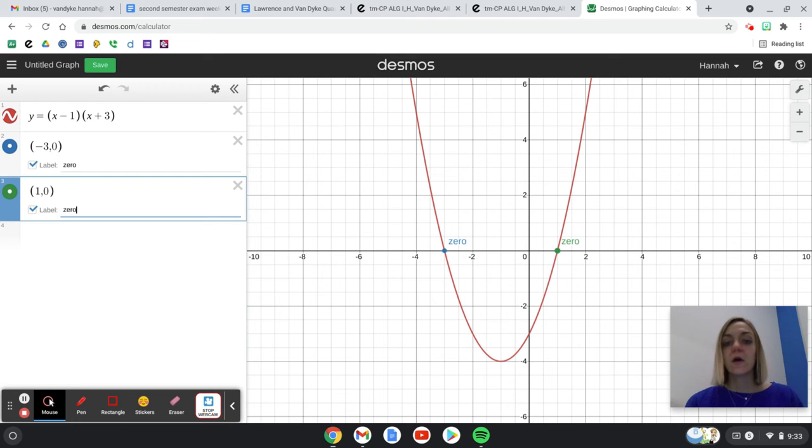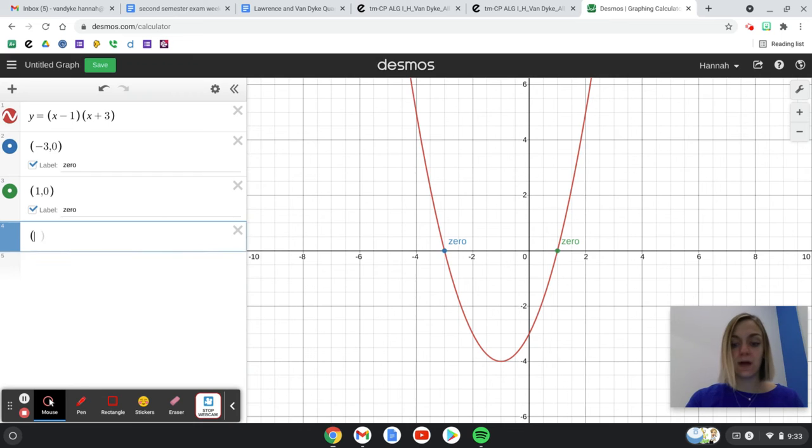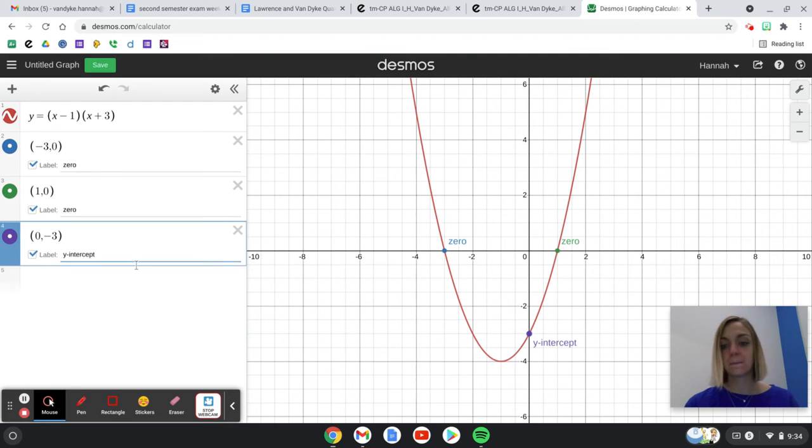whatever you'd like. So I'm going to go to my next easiest one first, which is a y-intercept. Obviously, that's just where my graph crosses the y-axis. So I'm going to label that as well. My y-intercept is where my graph crosses the y-axis.